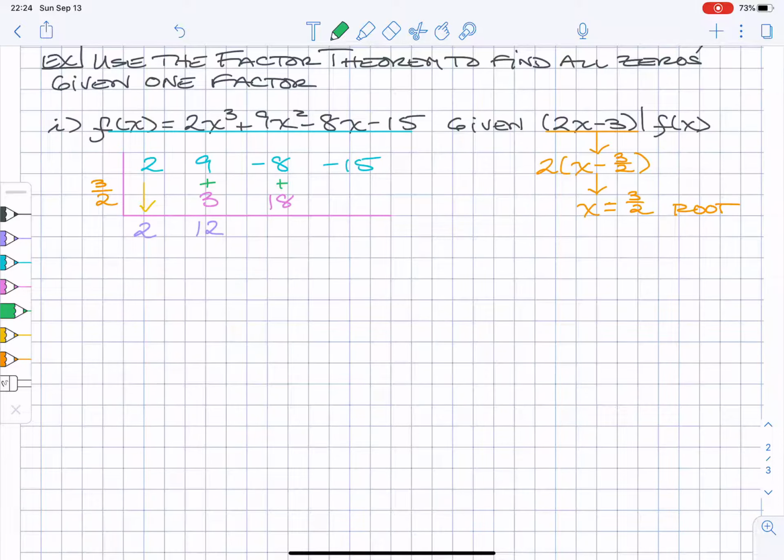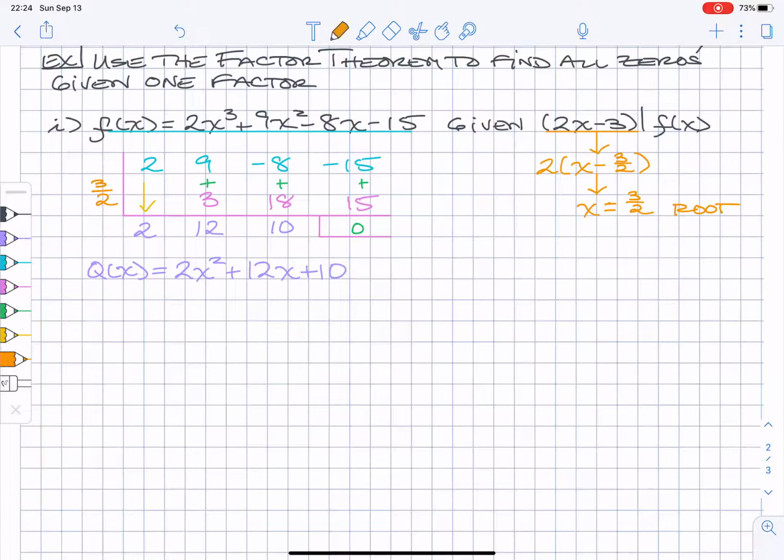Okay, so what do we have? 18 minus 8 is 10. So we start again. 10 divided by 2 is 5. 5 times 3 is 15, and yes, indeed, we have a remainder of 0, which is what we want. So the quotient here, q of x, is going to be 2x to the 1 power less than 3, so that's 2x squared, plus 12x plus 10. But we're not done.